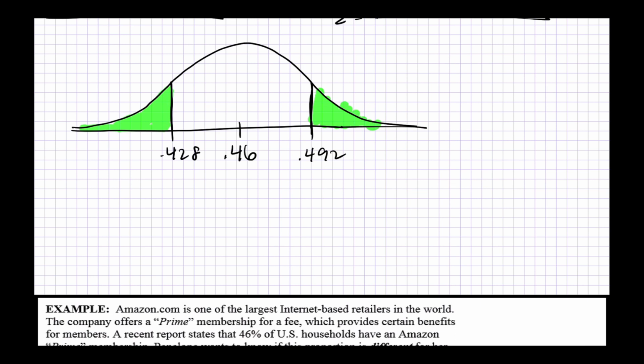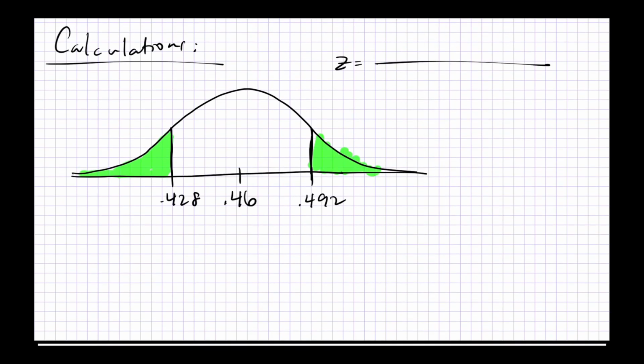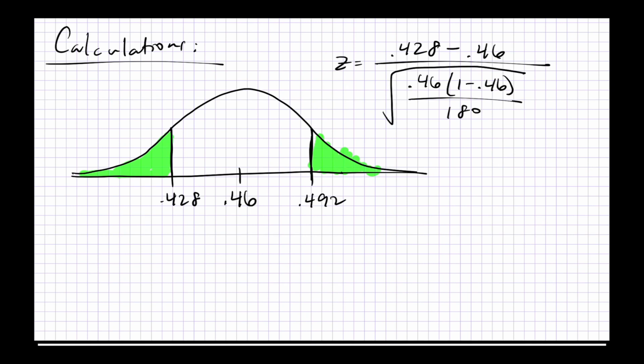Okay, I'll show you how to do that. So p-value, z-score. When we do the z-score, we only do it with the given data. So the given was 0.428, right? That was the p-hat that they gave us. And then what was it? 0.46, 1 minus 0.46 over 180, right?